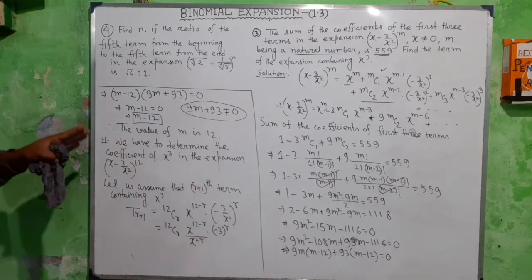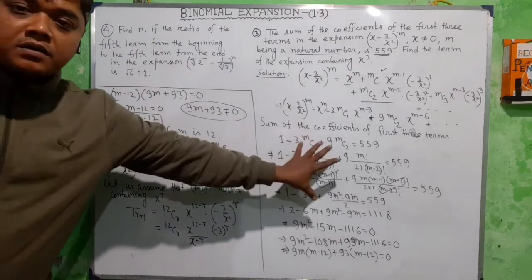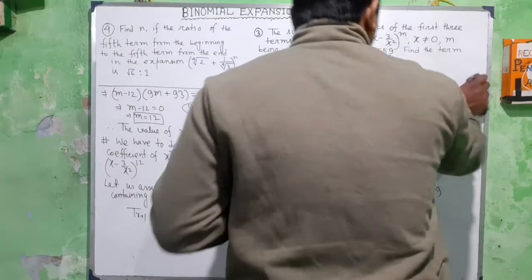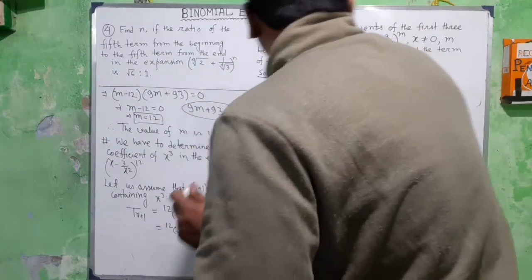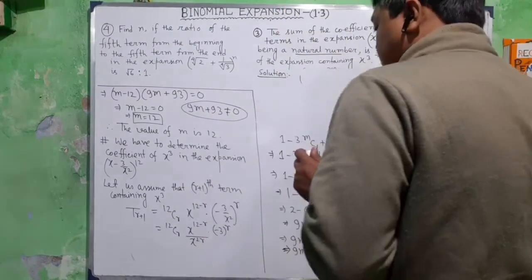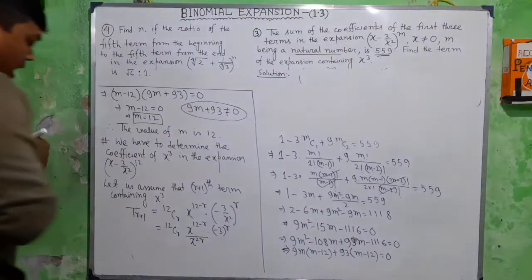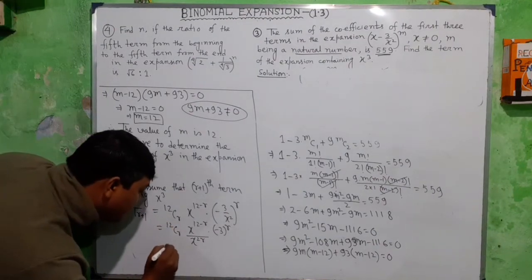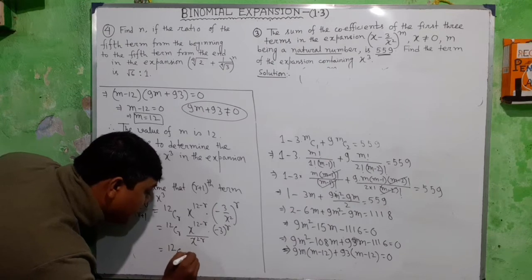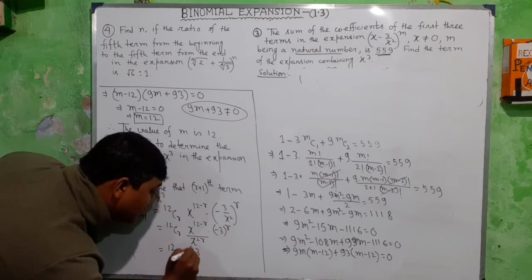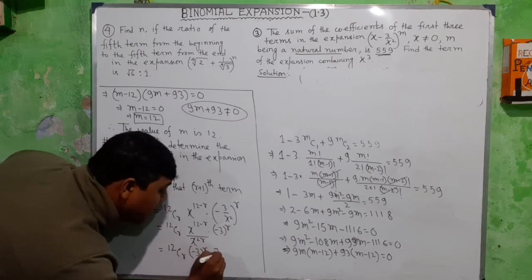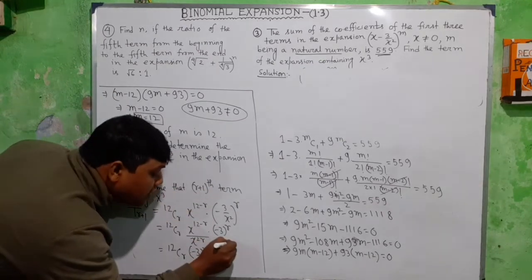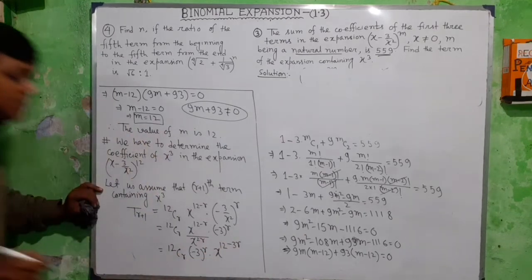Okay, I think you have already written this in this portion of the board. I erase this portion and write down here also. So what I have gotten? T r plus 1 equals 12Cr into minus 3 whole to the power r into x to the power 12 minus r minus 2r, that gives minus 3r.